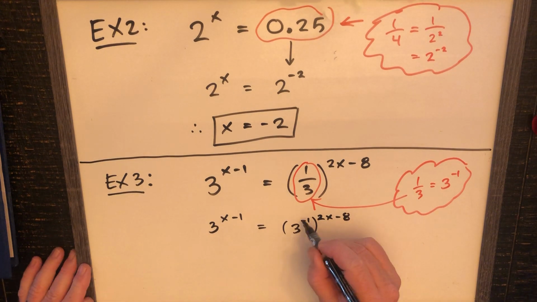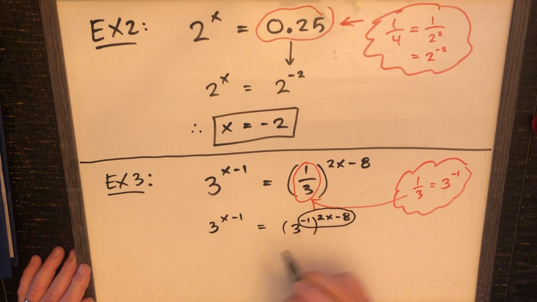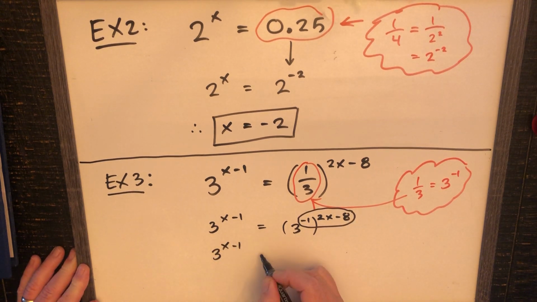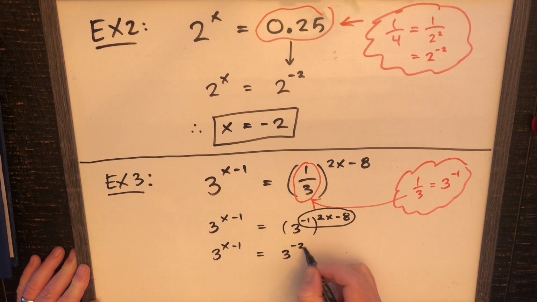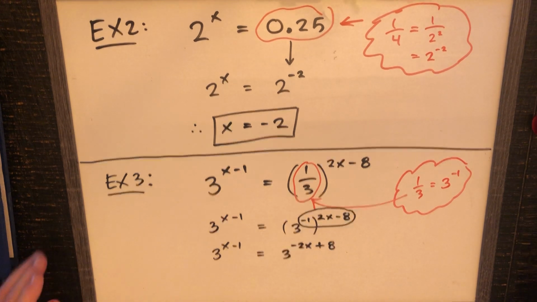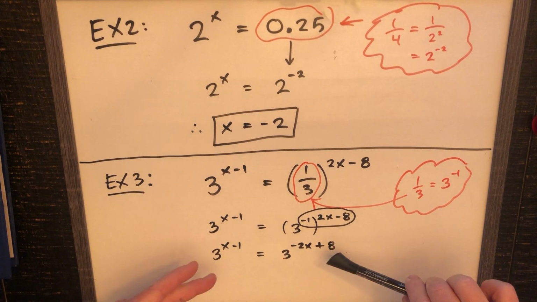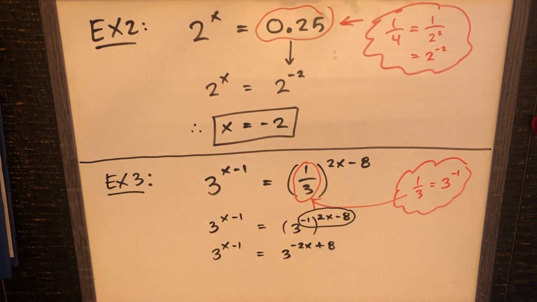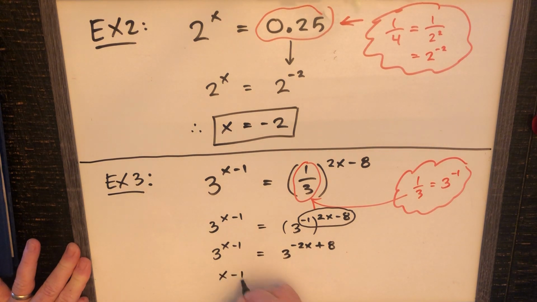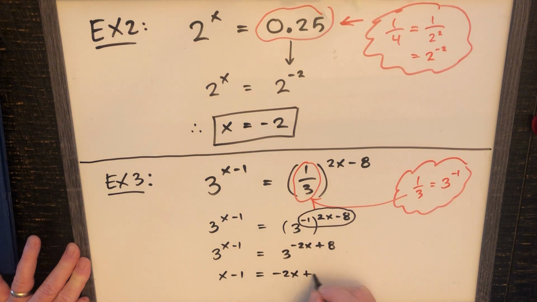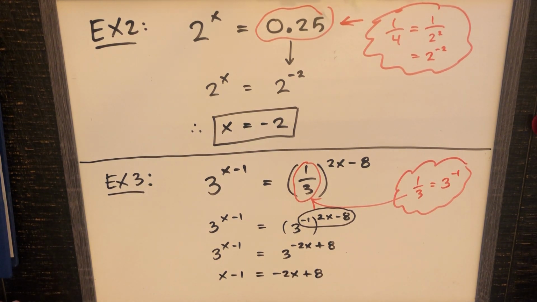And so now it's just a matter of combining these exponents. Make sure you use the distributive property. So you have negative 2x plus 8 is the new power. So this is where the same base property doesn't quite give you the answer immediately, but it does give you a much simpler equation. You get x minus 1 is equal to negative 2x plus 8. And now you can solve this relatively simply. Ordinary linear equation.